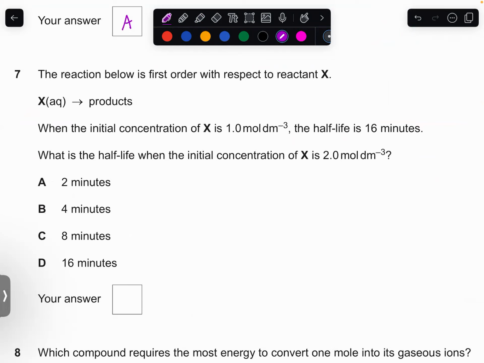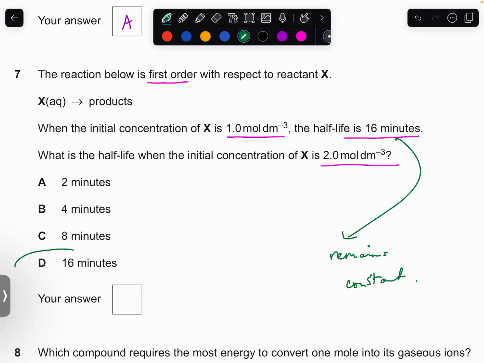It's asking, the reaction below is first order with respect to reactant X. When the initial concentration of X is 1 mole per decimeter cubed, it's got this half-life. What is the half-life when the initial concentration is doubled? It makes no difference. If it's first order, the half-life always remains constant. And so the half-life will still be 16 minutes. And the mark scheme supports that.